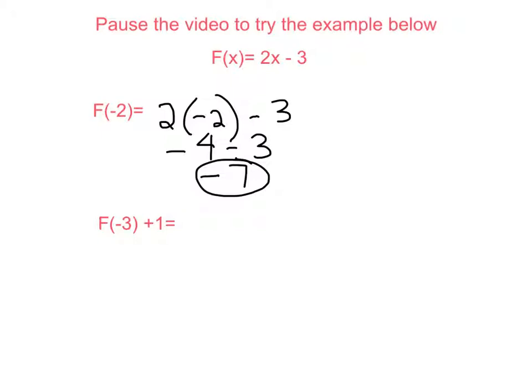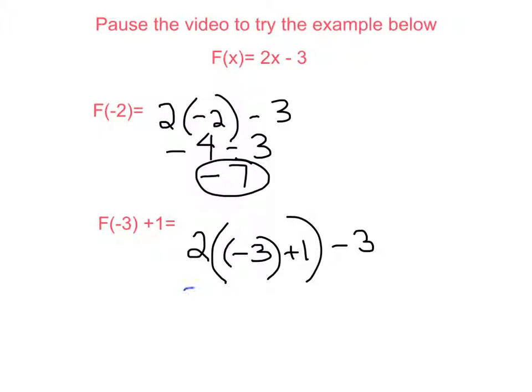And then down below, we're now replacing the x with almost an equation. So you have 2, then you're replacing negative 3 plus 1, minus 3. Order of operations, you always do what's in the parentheses first. So negative 3 plus 1 is a negative 2 minus 3. And so, again, we get the same answer.